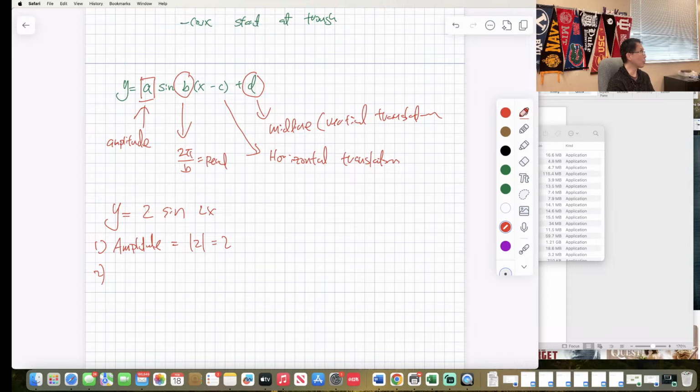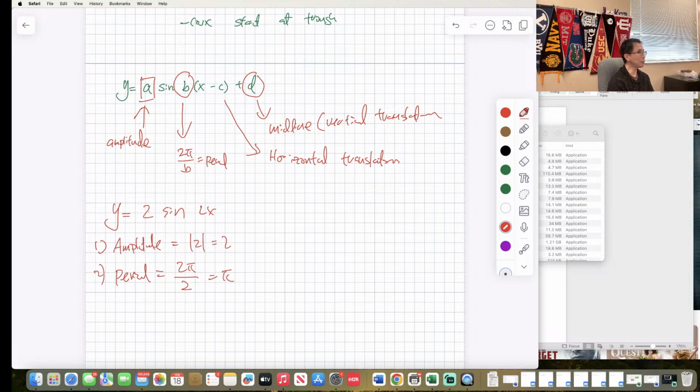Second, I need to be able to tell what the period is. What would be the period in this case? Yes, because the period for sine and cosine is going to be 2 pi over b, which is pi. Are we okay here?